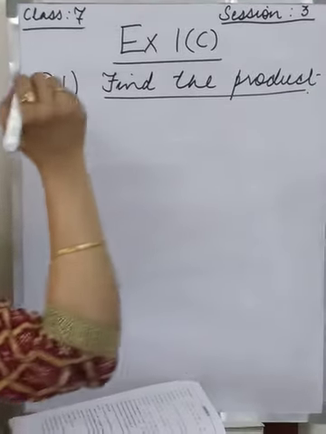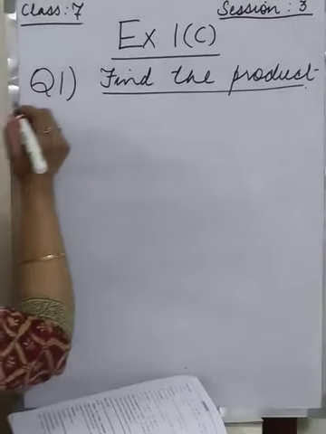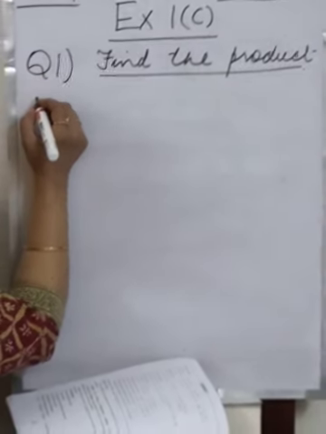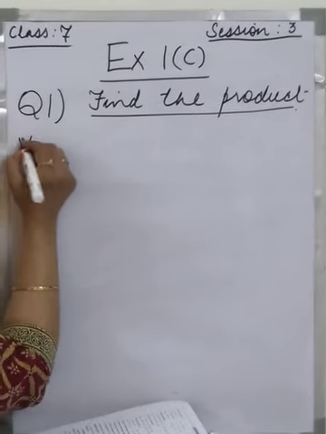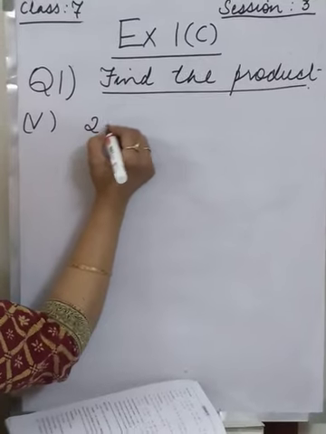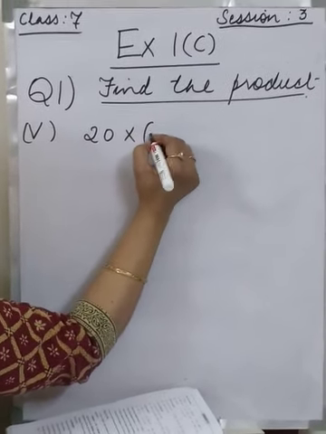Find the product. I do question number 1, which has 9 parts. I do the 5th part for you. It is written 20 into minus 10.